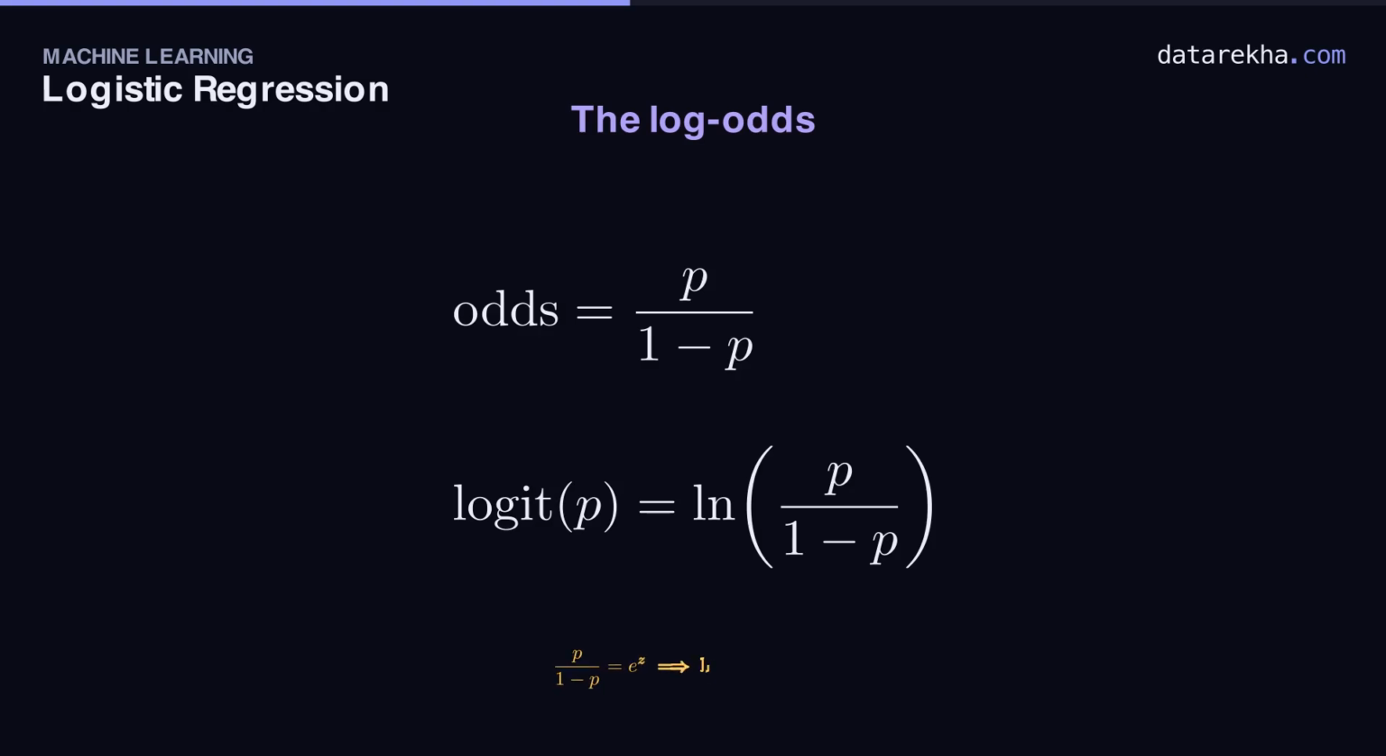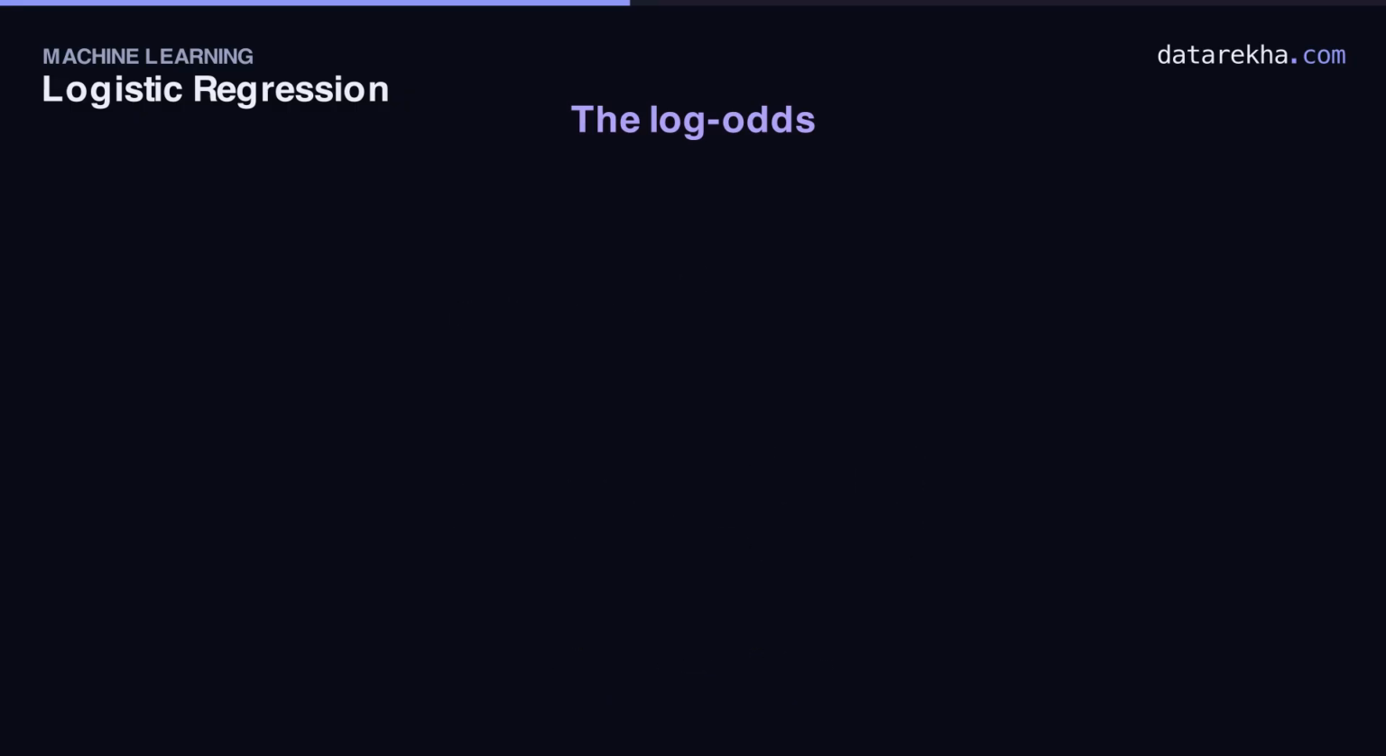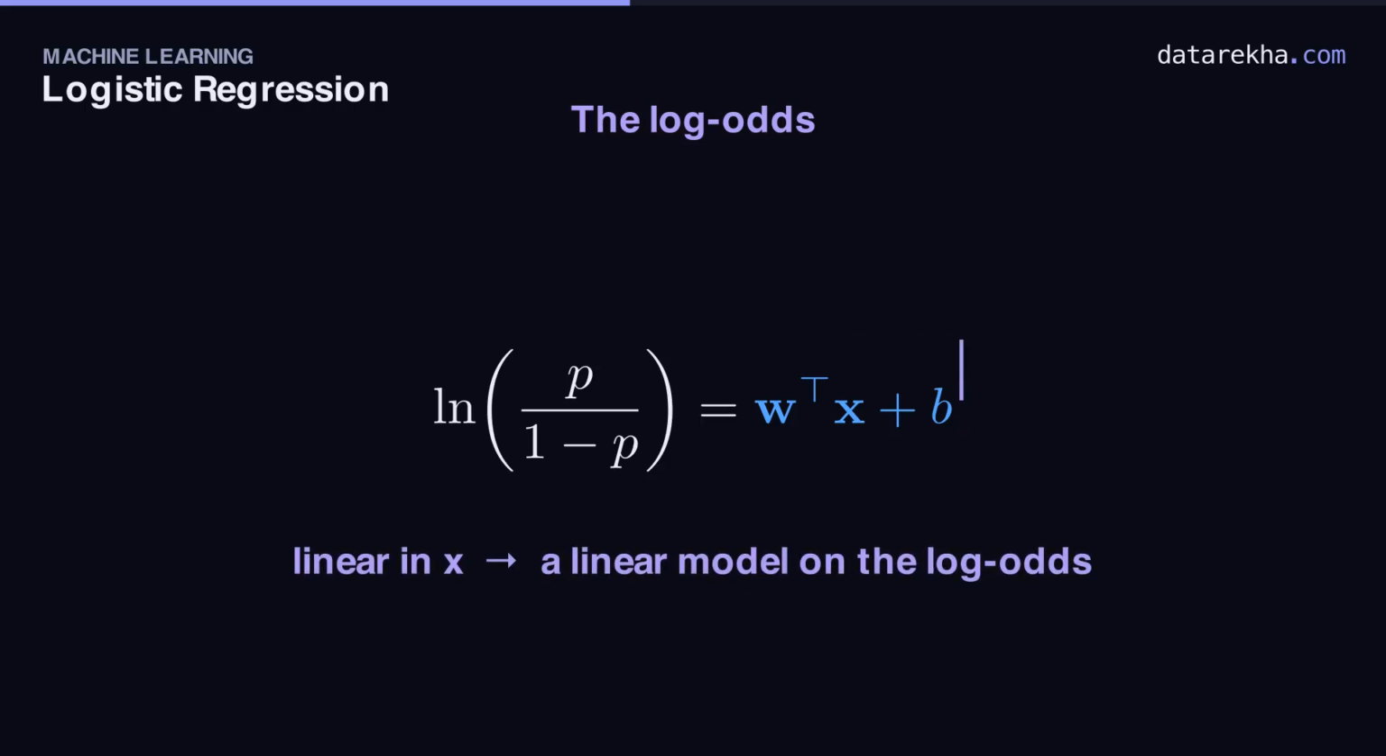Now put p equals sigma of z into that ratio, and the algebra is gorgeous. p over 1 minus p collapses to e to the z. Take the log, and the exponential and the logarithm cancel. The log odds is simply z. And there it is. The log odds of yes equals w dot x plus b, a plain, straight line in the features. Logistic regression is a linear model, not on the probability, but on the log odds of the outcome. That transformed linearity is exactly where the word regression comes from.